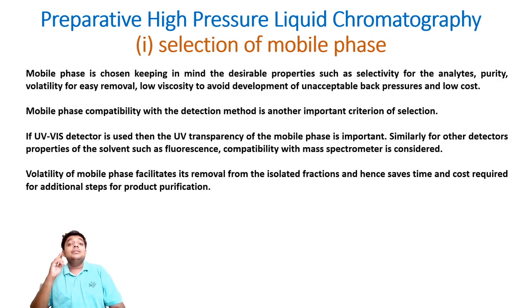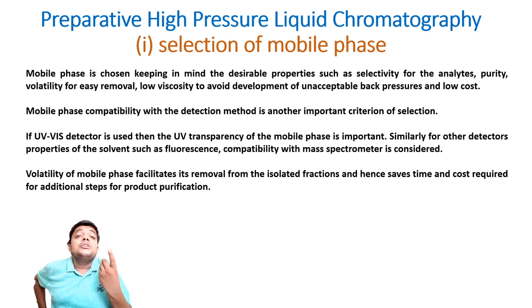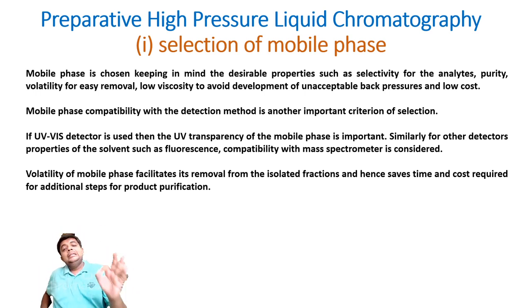So let us do one step in detail. Selection of mobile phase is very much important for prep HPLC. Mobile phase is chosen keeping in mind the desirable properties such as selectivity of the analyte, purity, volatility for easy removal, low viscosity to avoid development of unacceptable back pressures, and low cost. So, mobile phase property is very much important while selecting it for prep HPLC.